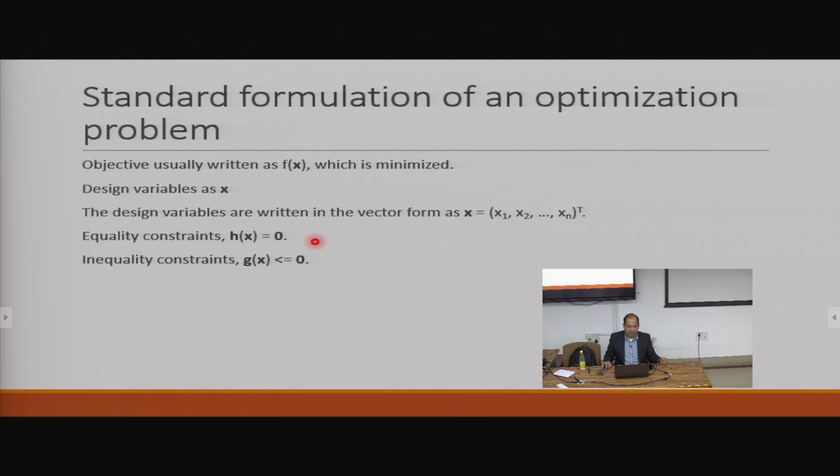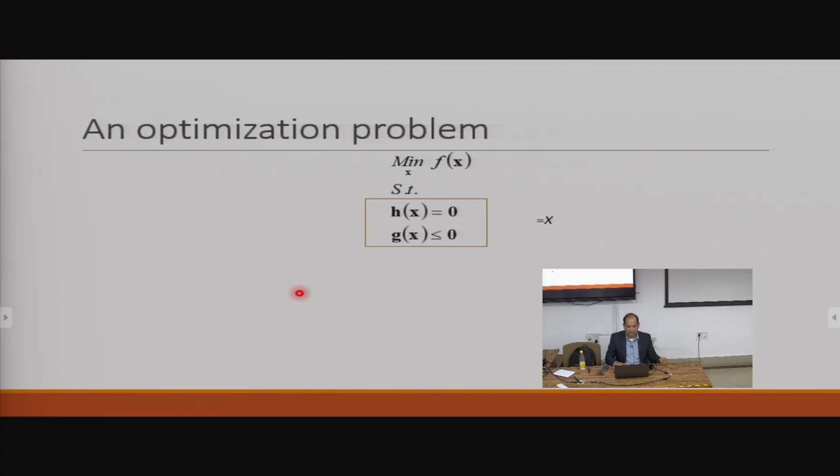So this is the standard formulation, or the elements that go into the standard formulation, of an optimization problem. And we would write an optimization problem in this fashion. We would say minimize f of x, using x as the design variable, such that h of x equals 0 and g of x is less than or equal to 0. Again, x is a vector, h is a vector and g is a vector, which means that there could be multiple equality constraints, multiple inequality constraints.